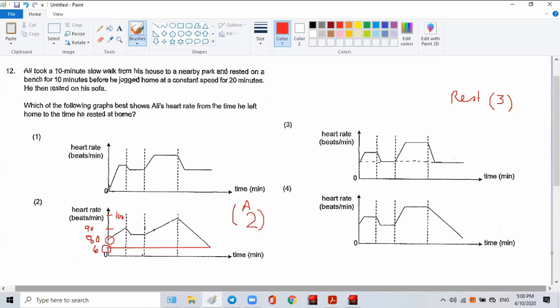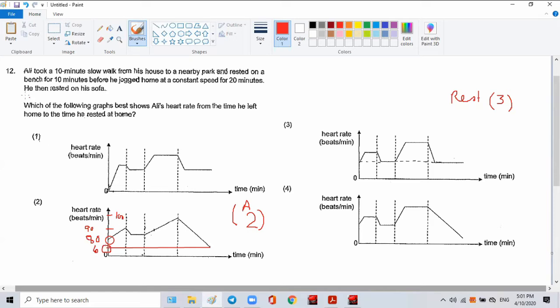You must end up at your starting point, like you never exercised. You are at peace with yourself. So do you know why it is not acceptable to be number 2? Your starting heart rate and after your resting should be the same. You're starting at 80, and after you rested, you fall below. You didn't say you went to sleep. So Aaron, it is not number 2.